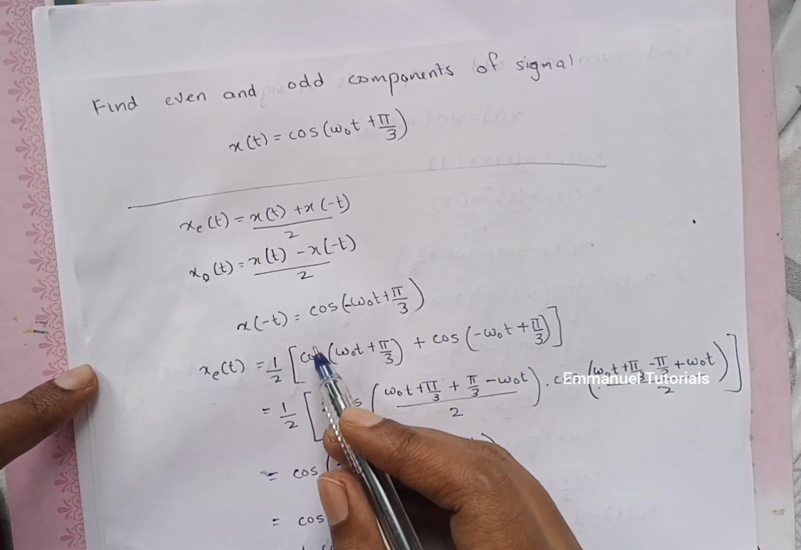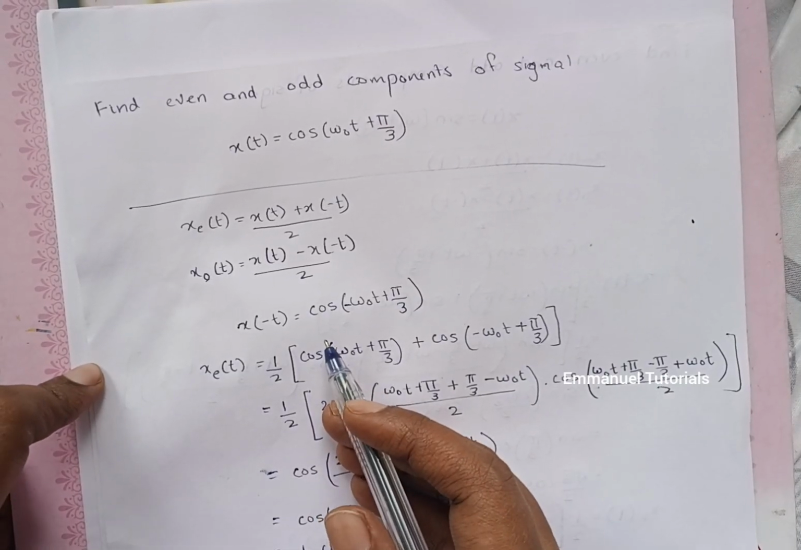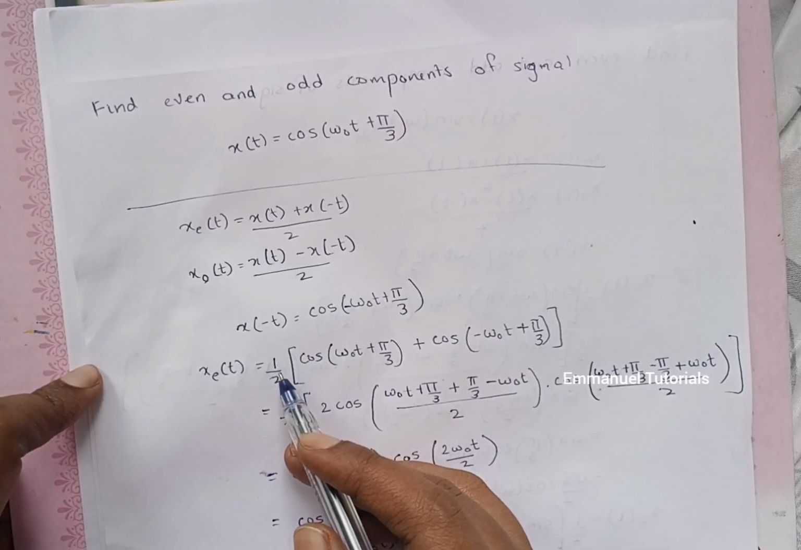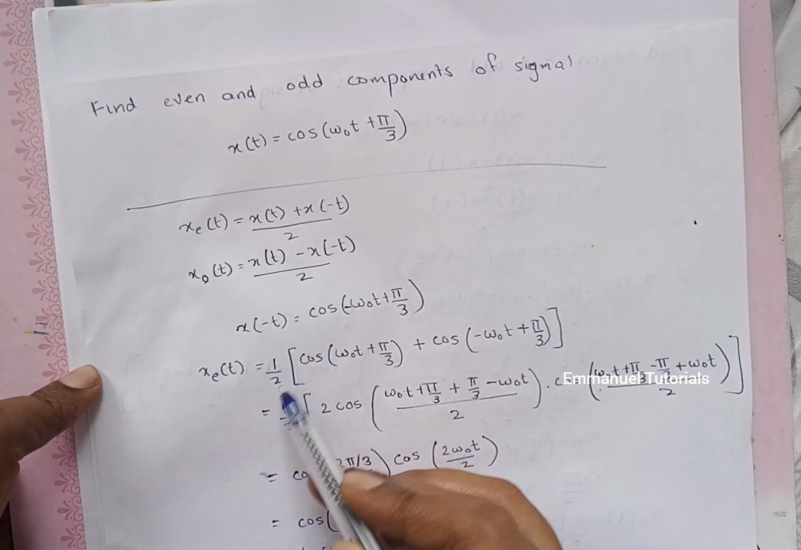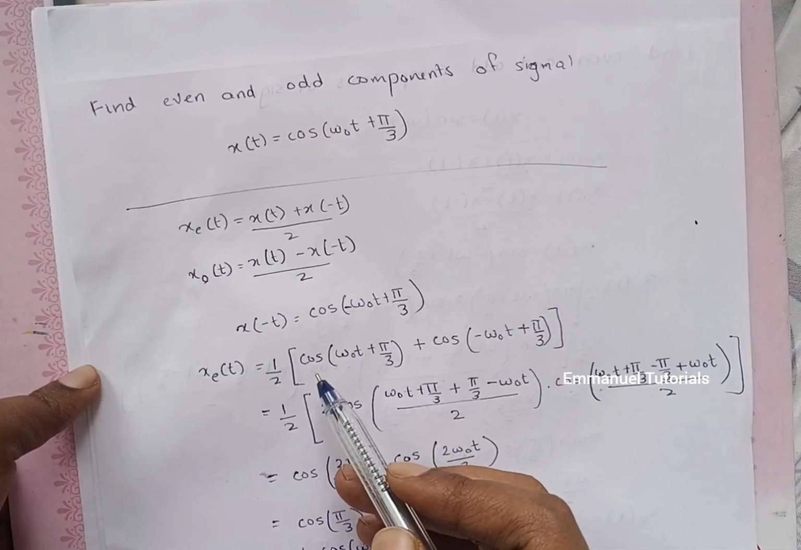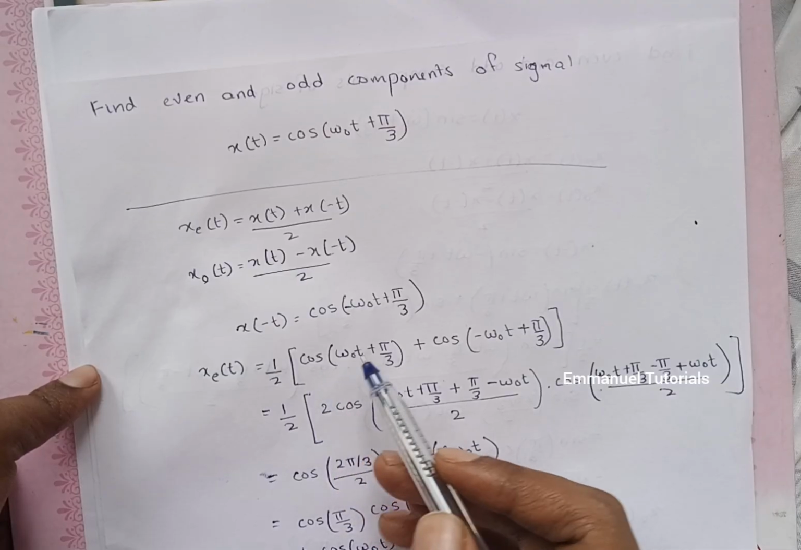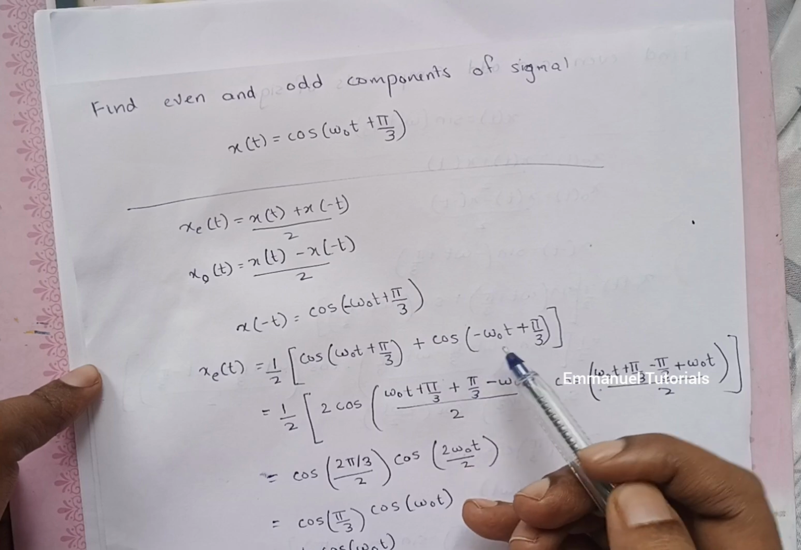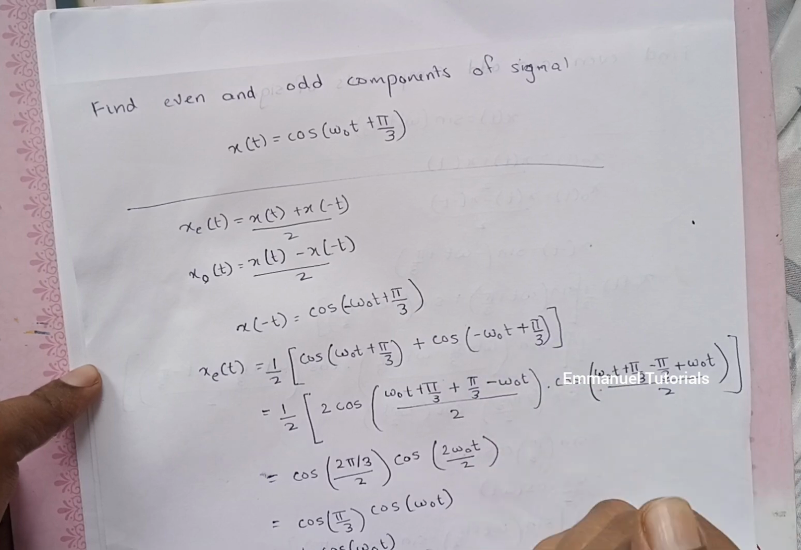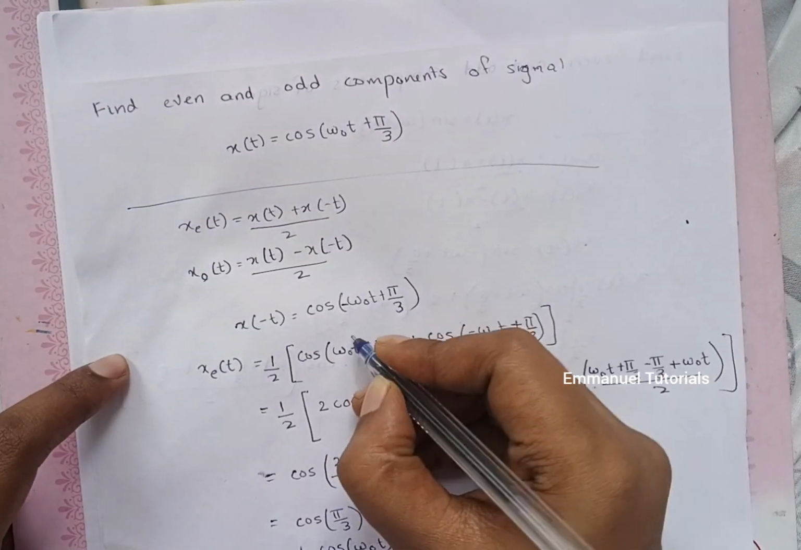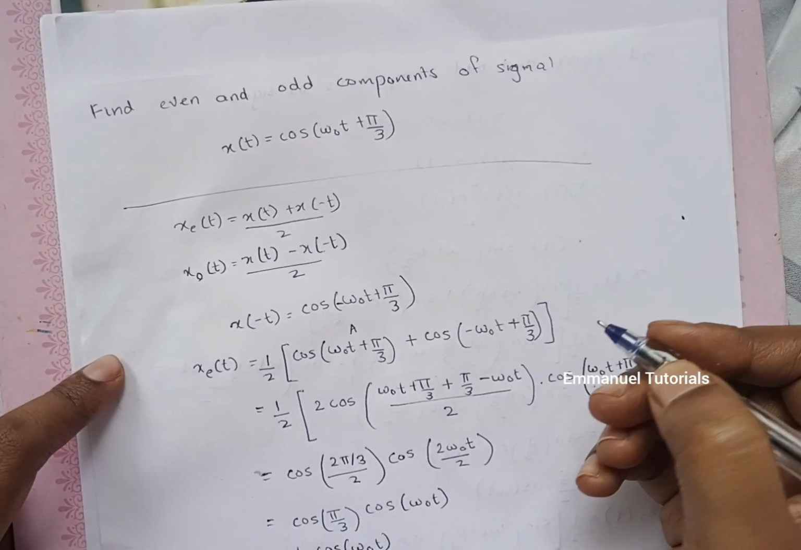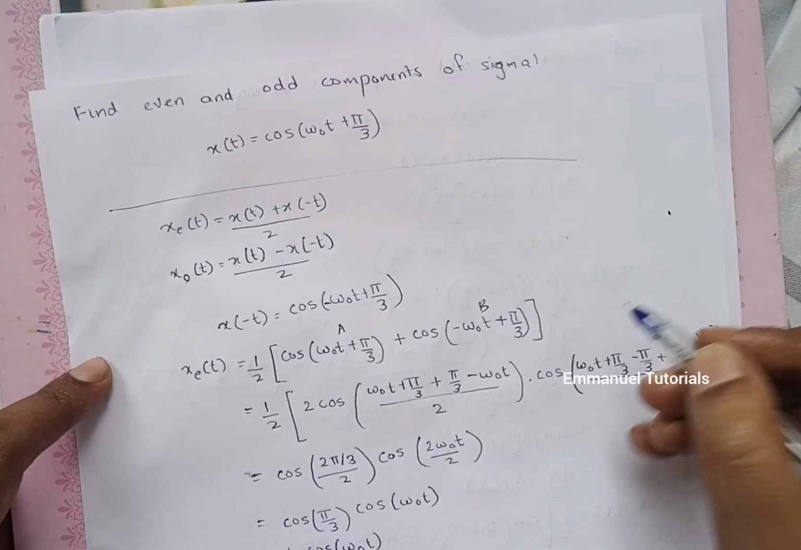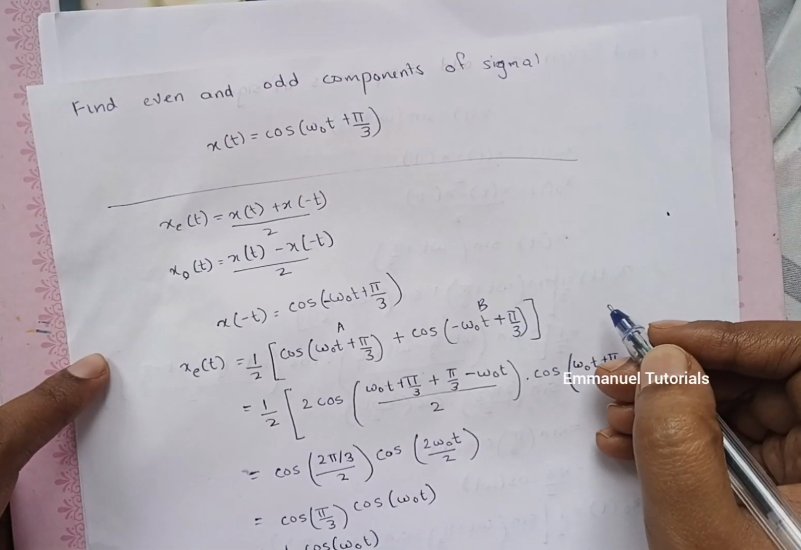What I've done is I've taken the 2, which is in the denominator, outside. So it is half multiplied by cos of omega naught t plus pi by 3 plus cos of minus omega naught t plus pi by 3. Now here, if you consider this function as a and this as b, this is similar to the cos a plus cos b formula.